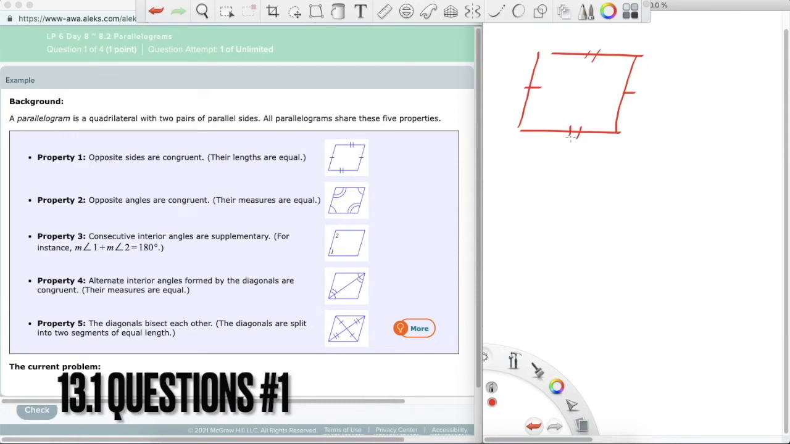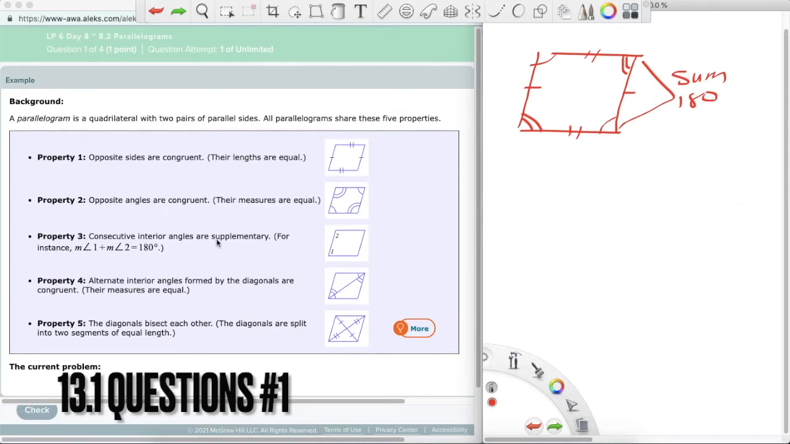Opposite angles are also congruent. So I have to go diagonally to do opposite angles like this. Consecutive angles, the sum is 180, or they are supplementary, meaning they add up to 180. And I can do that on either side, or I could go on the bottom as well. As long as I'm going one right after the other, that's what we call consecutive interior angles. They will add up to 180 degrees.